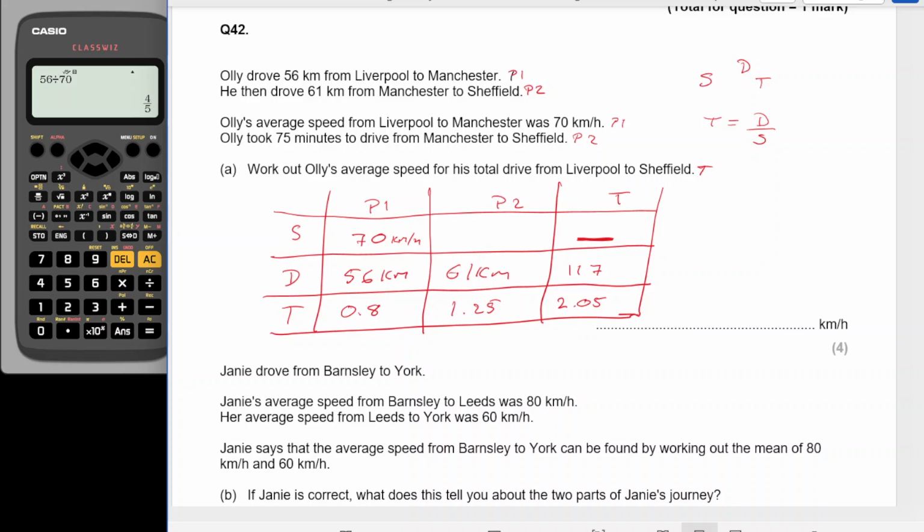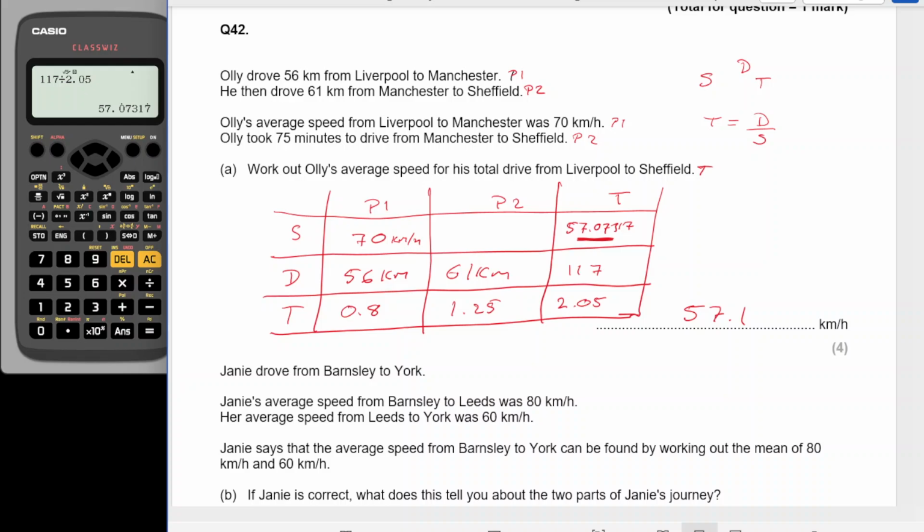So my average speed for the whole journey is going to be distance divided by time, so 117 divided by 2.05. So my average speed for the journey is going to be 57.07317. So we're going to say 57.1 kilometers per hour.